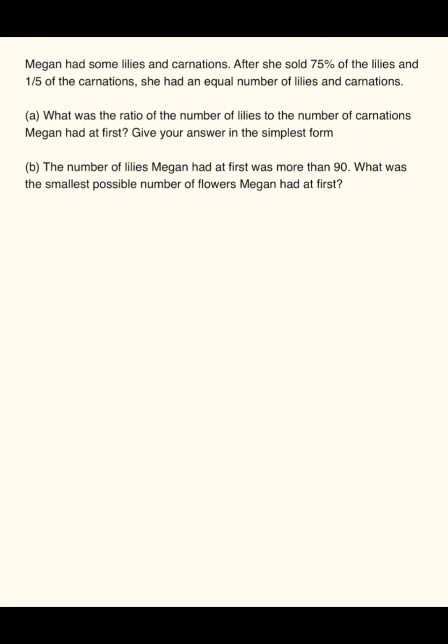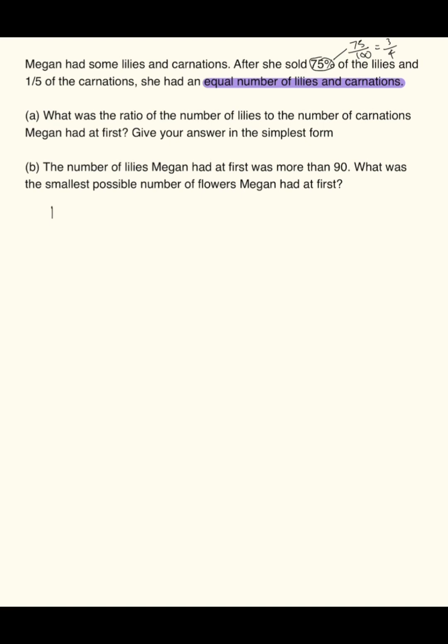So we know that after Megan sold 75% of the lilies and 1/5 of the carnations, she had an equal number of lilies and carnations. Okay, so the first thing I'm going to do is convert this percentage into a fraction. 75 over 100. Simplest form is 3/4. Right? Then we can start to draw the model.